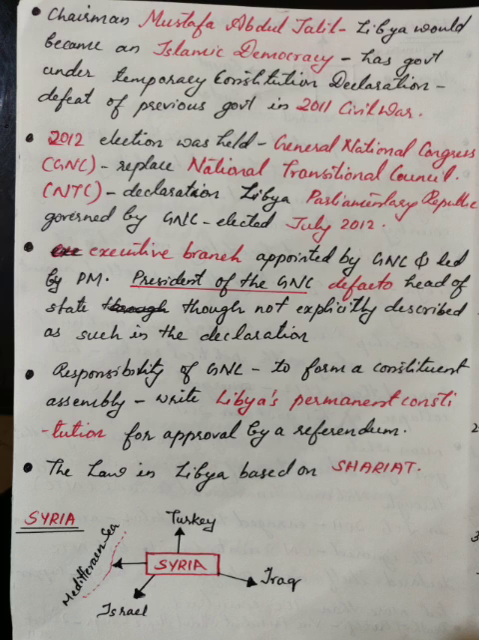The main responsibility of the GNC, or General National Congress, is to form a constituent assembly which will write Libya's permanent constitution for approval by referendum. Referendum means a direct universal vote in which an entire electorate is invited to vote on a particular proposal, and it can have a nationwide or local form. This may result in the adoption of new policies or specific law. At last, the law of Libya is based on Sharia.